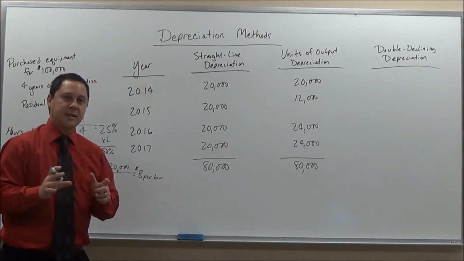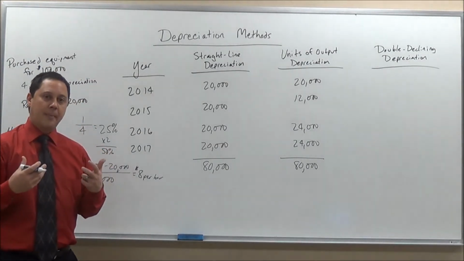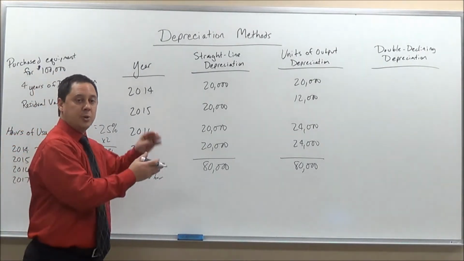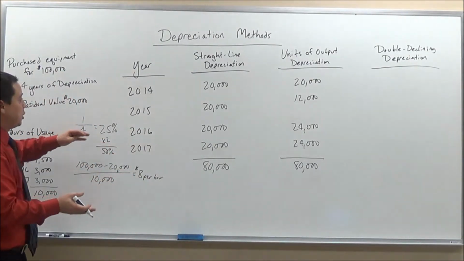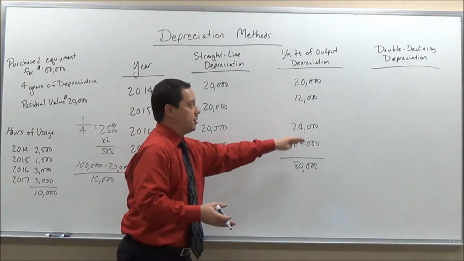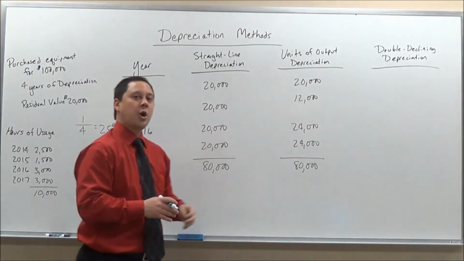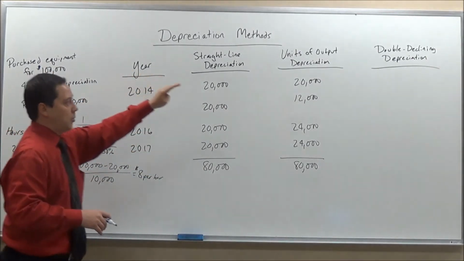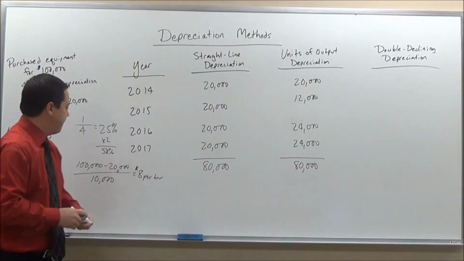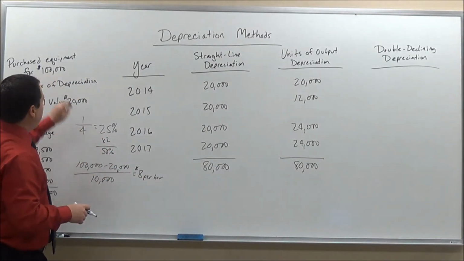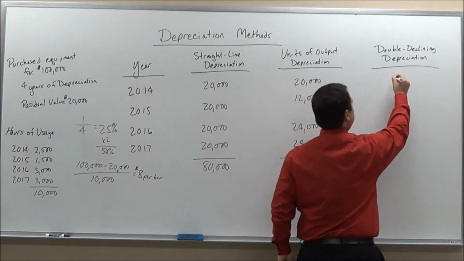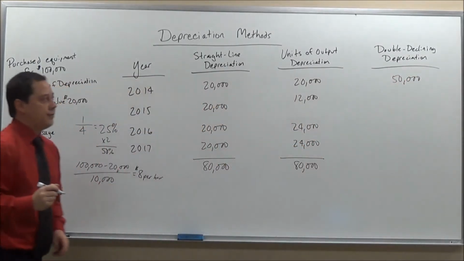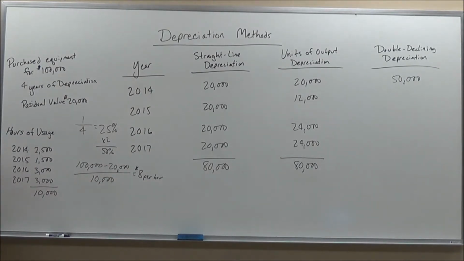Now this is different than the straight line method and the units of output method. The reason being is that we don't start with how much we're going to depreciate, because remember, the total amount of depreciation here is 80 that we're going to do for each of these. Same goes for here, but we start with the top number, as in the cost of this equipment. We start with that first. So we take our 50% and multiply it by the $100,000 instead of the $80,000. So it gives me $50,000 of depreciation the first year.